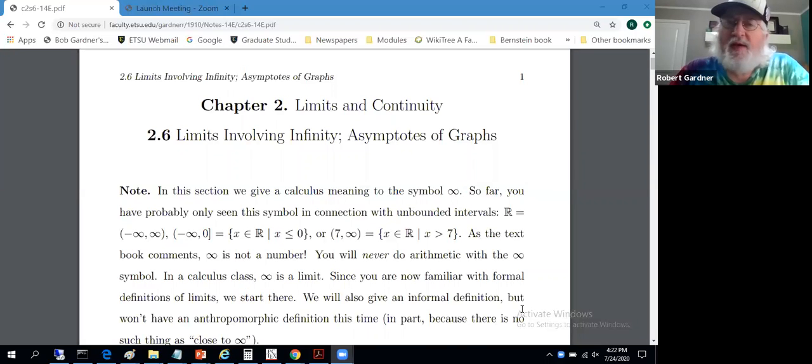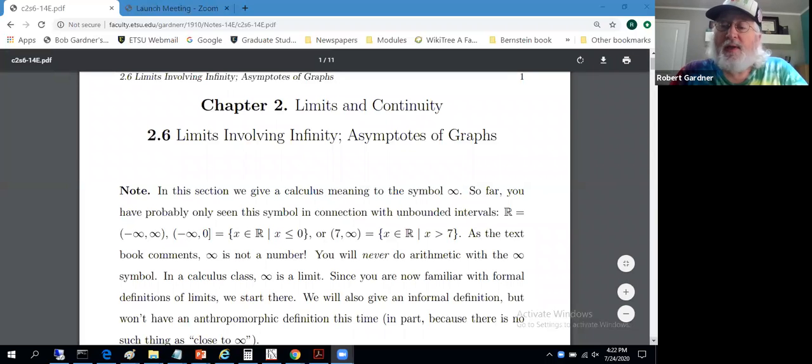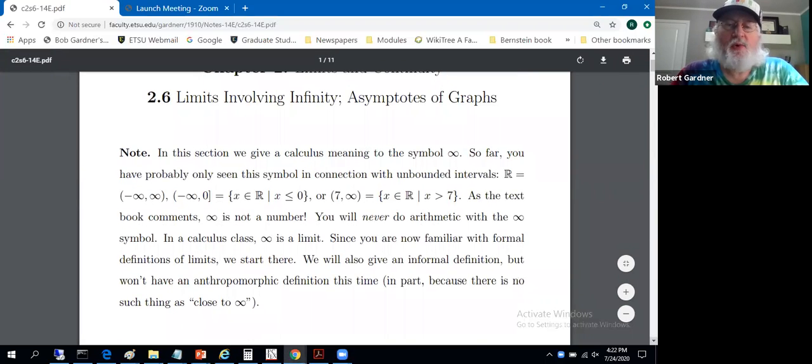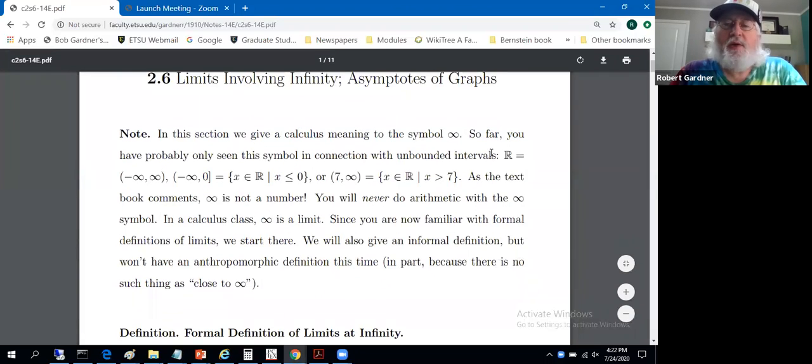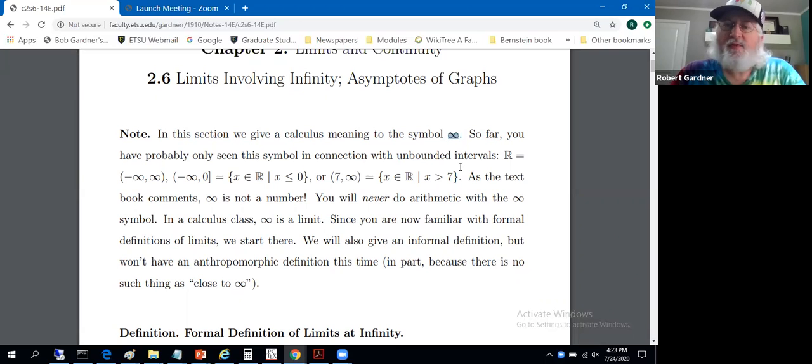All right, to section 2.6, limits involving infinity, asymptotes of graphs. So we're going to finally put a calculus meaning on this infinity symbol. You've encountered, probably so far, the infinity symbol, a sideways 8, to represent intervals, unbounded intervals. For example, the whole real numbers could be represented as the interval from negative infinity to infinity. I'll critique that terminology here shortly.